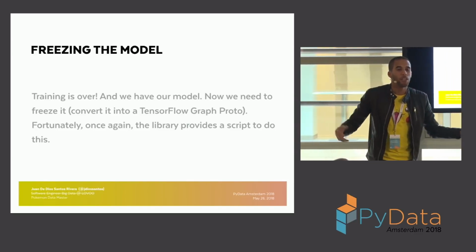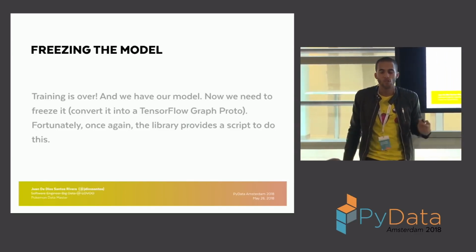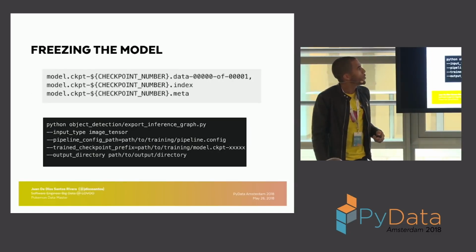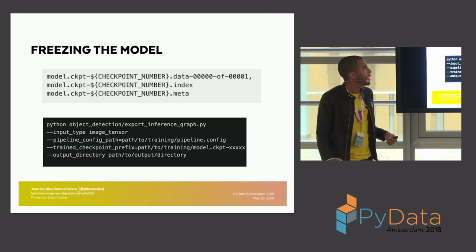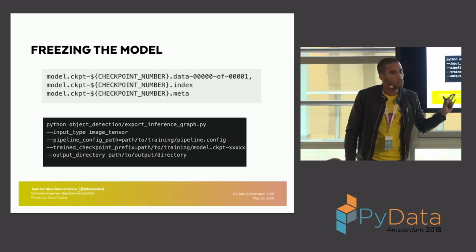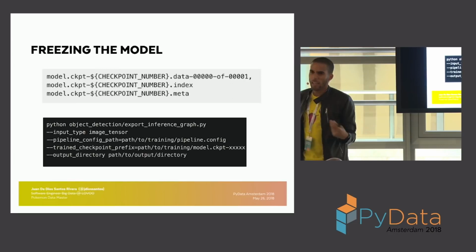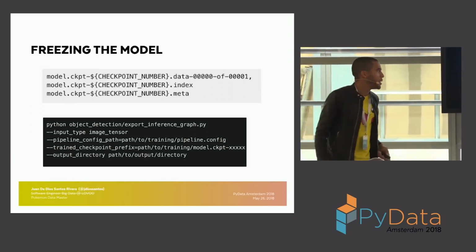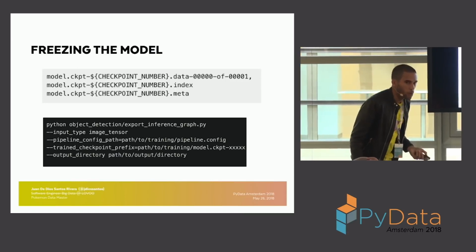But now what? We need to freeze this model. We want to use it. So during every single checkpoint, TensorFlow is going to create 3 files, and they end in the extensions .data, .index, .meta. But this is a lot of information. Like, I don't want 3 files in my pocket. I just want 1. So for this, we have to freeze our model.